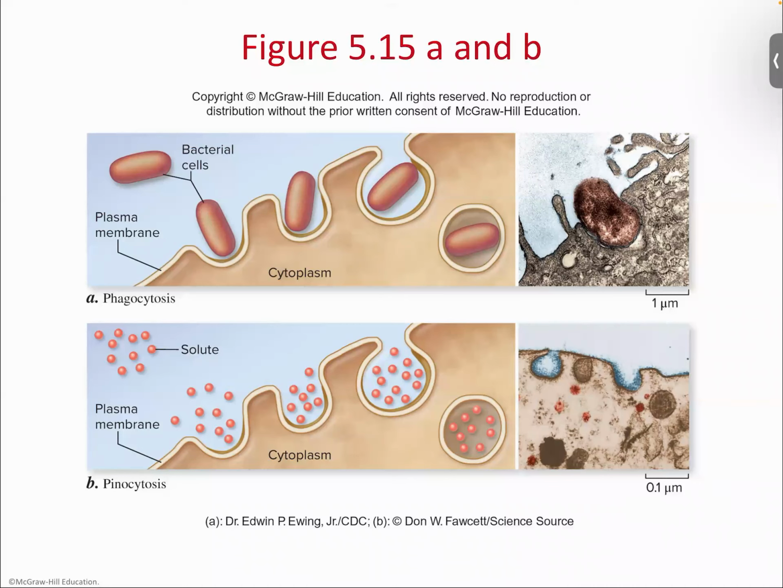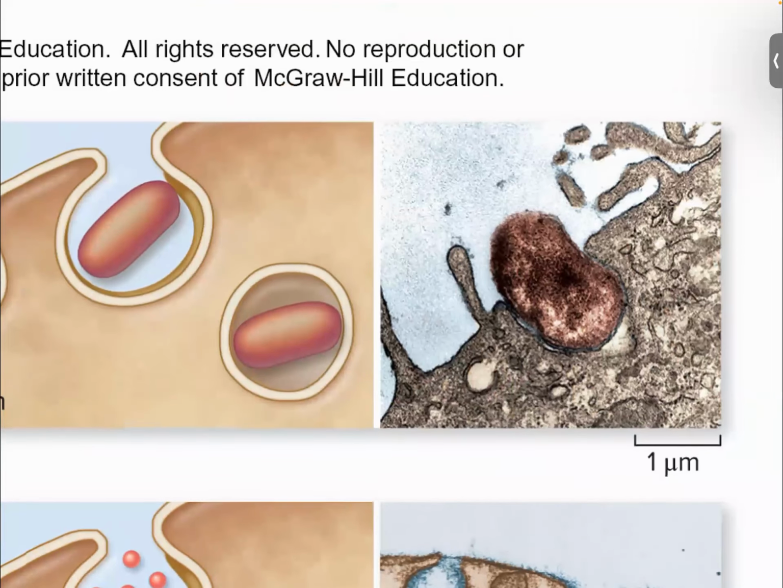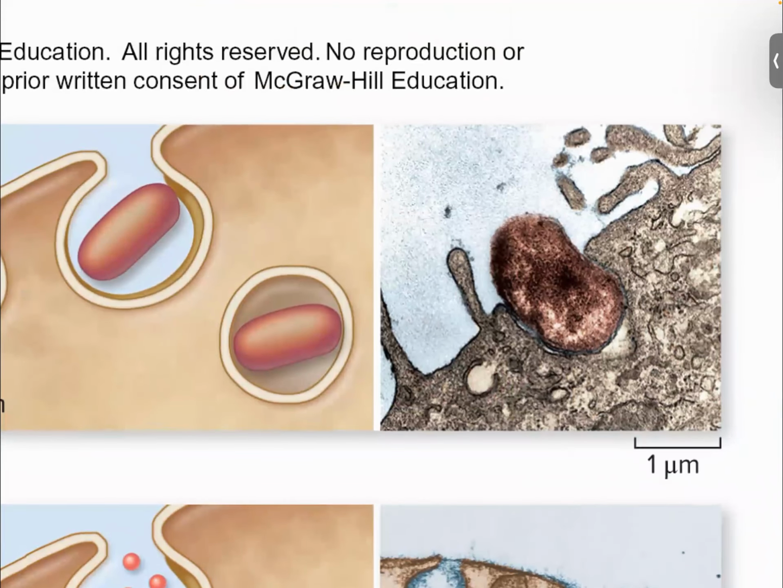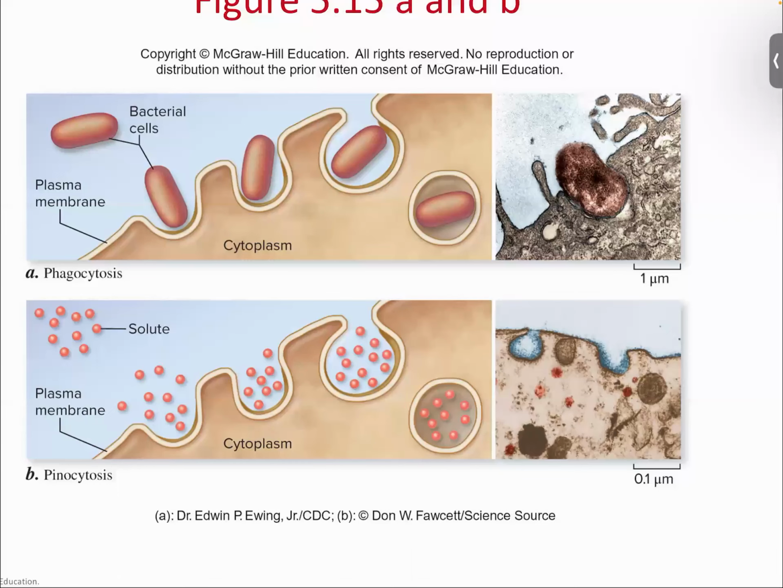And if you can see this image up here, I'll blow it up. You can see this is an electron micrograph of exactly what's going on there, right? It's an electron micrograph of a white blood cell that's engulfing a bacteria. Okay. Now, pinocytosis is kind of the same idea. So this is phagocytosis.